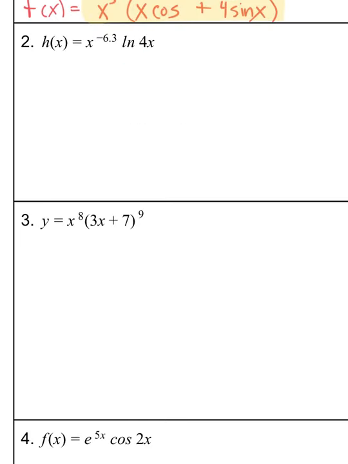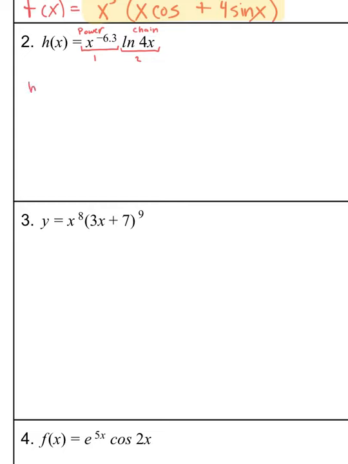Okay, number 2, again, this needs a product rule because there's two separate functions multiplied together. So our first function is x to the negative 6.3. Our second function is ln 4x. For the first function, when we take the derivative of the first function, that's going to be a power rule. When it comes time to take the derivative of the second function, that's a composite function because you have two functions here, the natural log of 4x. That's going to be a chain rule. All right, so let's go to work.